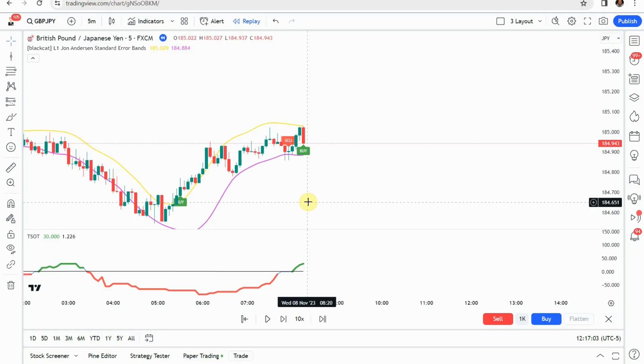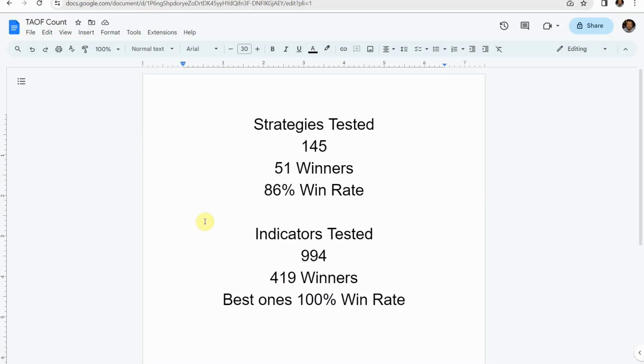Alright, as I said, today we will be testing a 5-minute scalping strategy. Before we do though, I wanted to put the testing scoreboard up for everyone to see. So to date, we have tested a total of 145 different strategies, with 51 of them being winners. The best one so far was able to achieve an 86% win rate. That is the Academy of Forex strategy with the Z-score probability indicator. Now, we have also tested a total of 994 indicators, with 419 of them being winners.